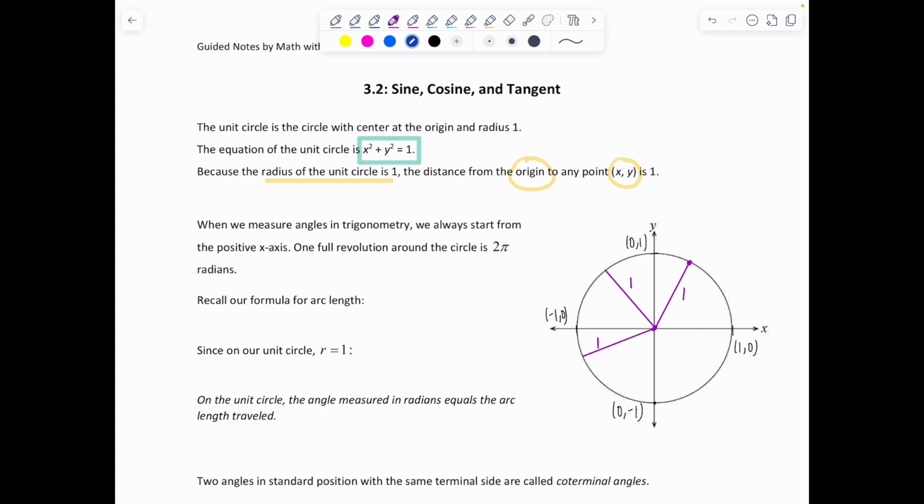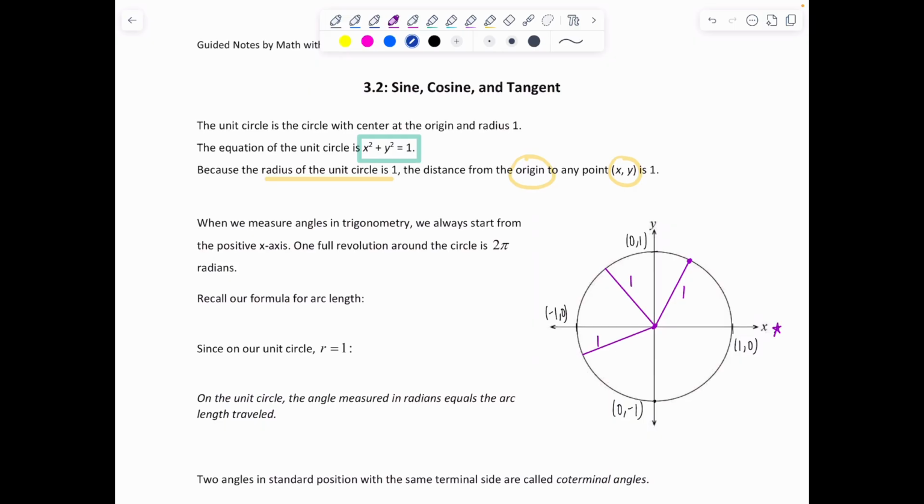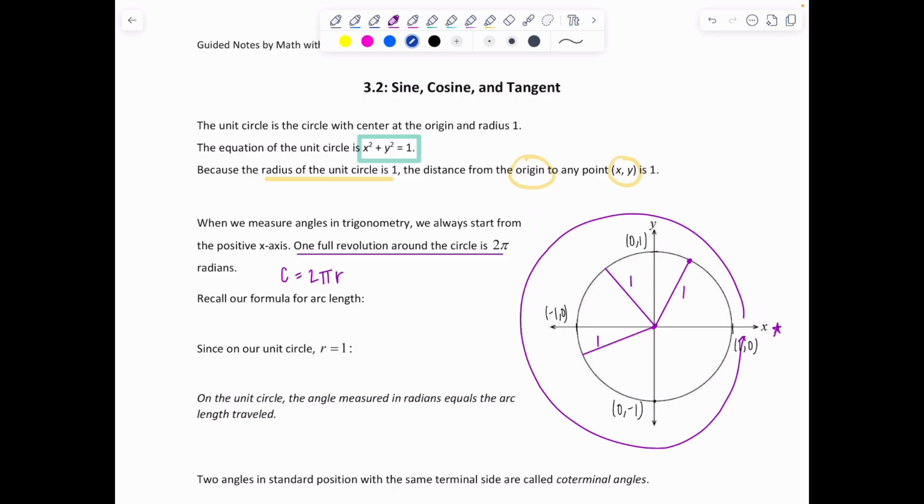Now, when we measure angles in trigonometry, we always start from the positive x-axis. So this is our starting point for measuring angles. One full revolution around the circle is 2 pi radians. Where do we get that from? Well, remember, the formula for the circumference of a circle is 2 pi times the radius. On the unit circle, that radius is equal to 1. So the circumference is 2 pi times 1, which is 2 pi.